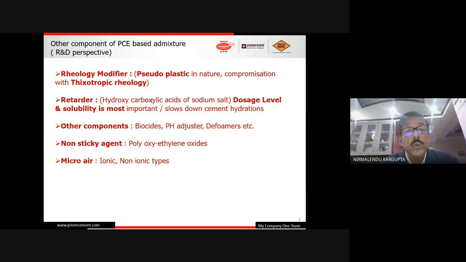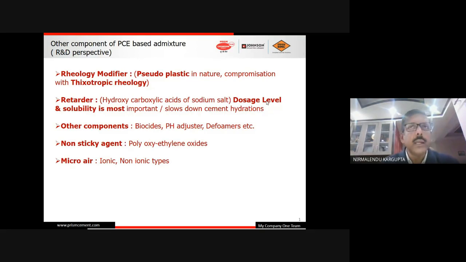There are so many salts, but mainly we use sodium gluconate, and dosage level and solubility are most important for sodium gluconate. If you give more and more retarder, it will not set, not tomorrow, not the next day. So dosage level depends upon its solubility. If in the recipe you are giving 4% sodium gluconate, at least 8% of water is required to make it soluble.